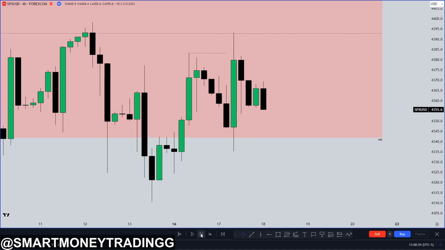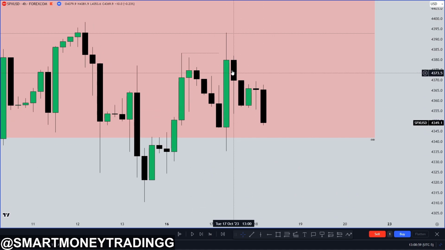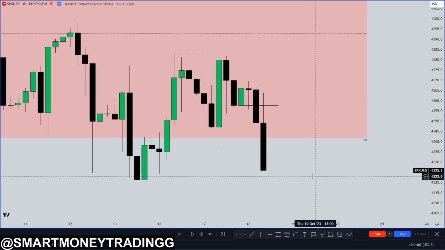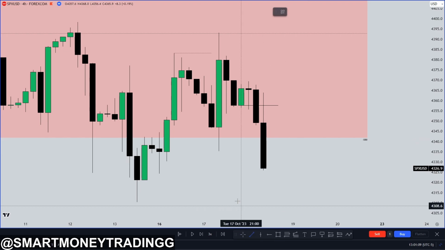Perfect. All right. We get to close below this. No, we don't. And now we do. I feel like this would be more of a propulsion block here, but we're still going to have our draw. That's our first PD array, change in the state of delivery. All right, that's number 2. This would be your third one now.